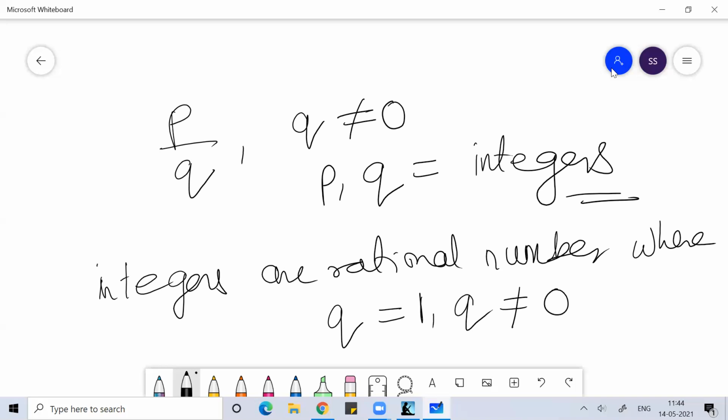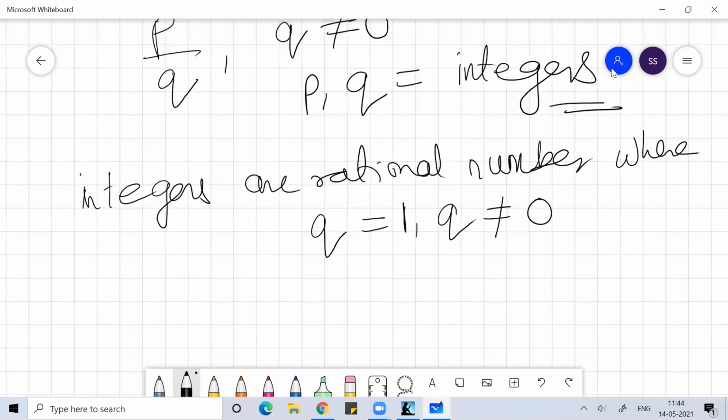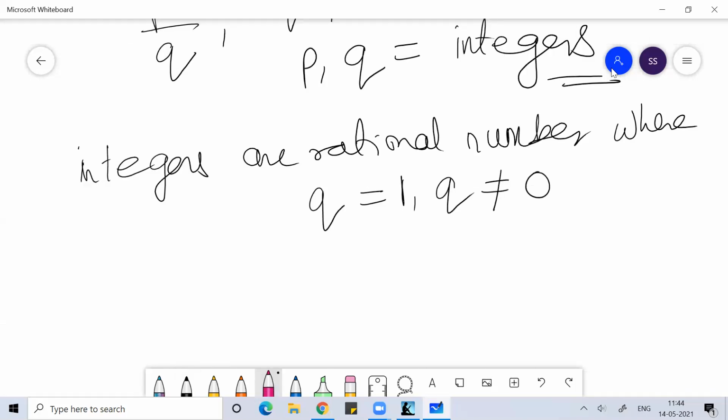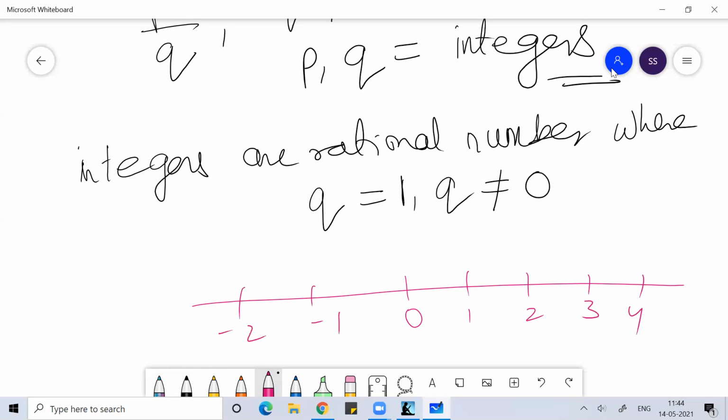When you draw a number line, you write 0, 1, 2, 3, 4, -1, -2, -3. All these values are basically integers. So integers are those forms of rational number which have denominator equal to 1. What are the different kinds of integers? Positive, negative, and 0.